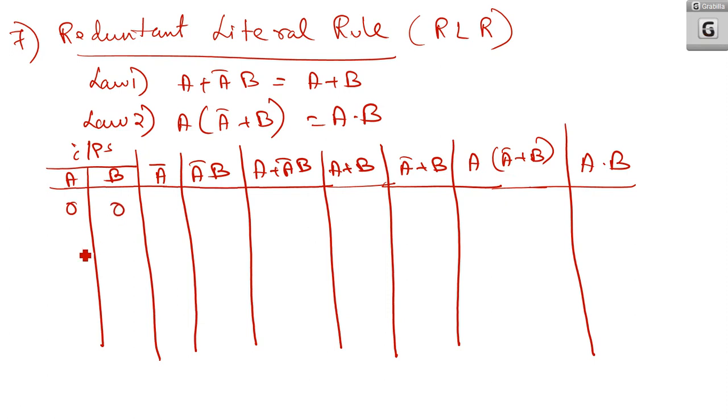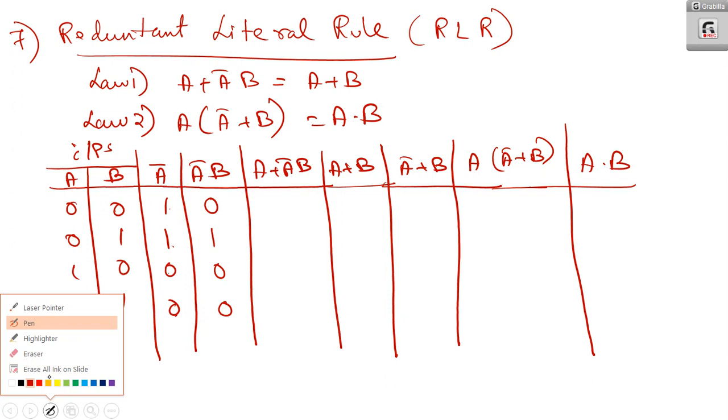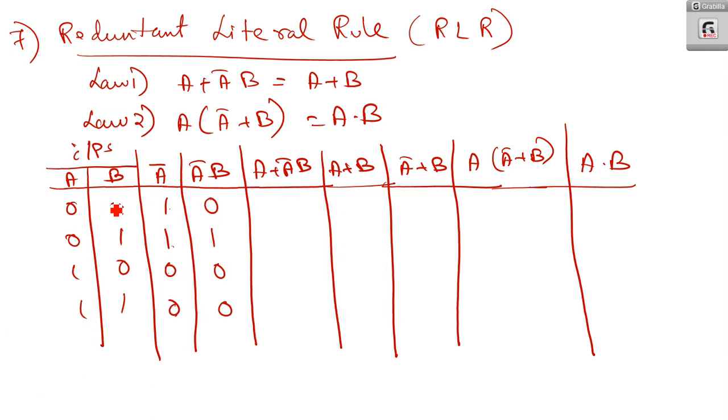So you have 0, 0, 0, 1, 1, 0, 1, 1. A bar, what do you get? 1, 1, 0, 0. Now what is A bar B? 1 dot 0 is 0, 1 dot 1 is 1, 0 dot 0 is 0, 0 dot 1 is also 0. Now what is A or A bar B? So that is 0 or 0, which is 0. 0 or 1 is 1. 1 or 0 is 1. 1 or 0 is 1.